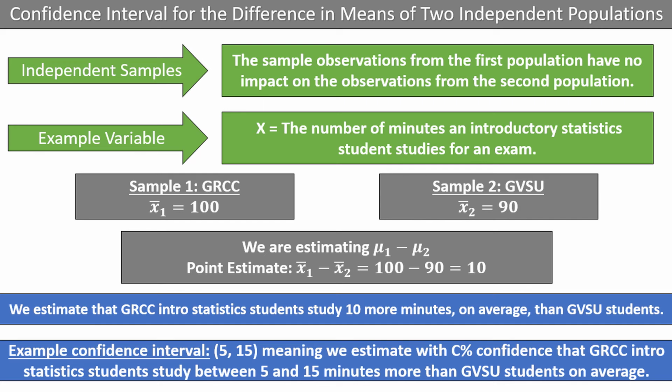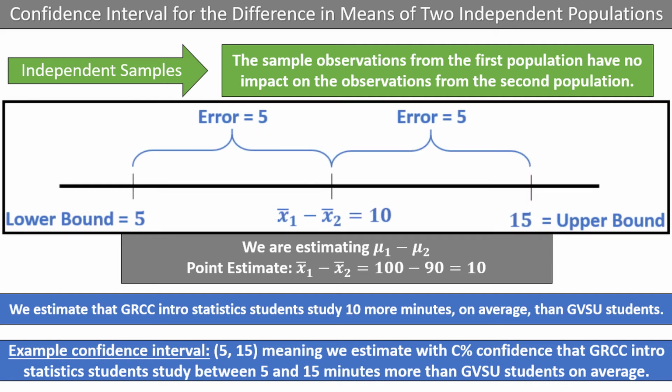On a number line, the confidence interval would look something like this. The point estimate of x bar 1 minus x bar 2 is in the middle and is 10. The lower bound is 5 and the upper bound is 15. The margin of error is 5, the distance from the point estimate to either of the bounds of the confidence interval. At this point, I haven't shown you how to calculate the confidence interval, but we will look at how to do that very shortly.